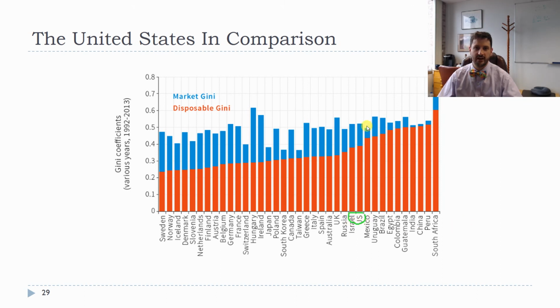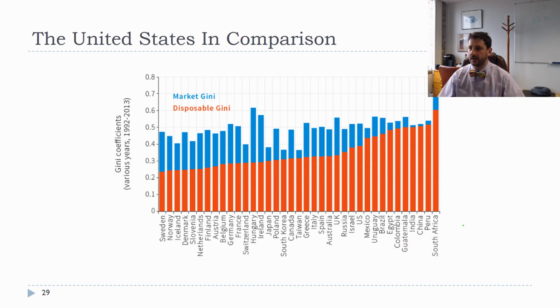The US is over here. You can see we have one of the higher market Ginis, but it's not that much higher than most countries. And there are certainly plenty of countries that are higher, but we're towards the right in terms of disposable income Gini. And actually, there are really no rich countries that are more unequal than us in terms of disposable income.